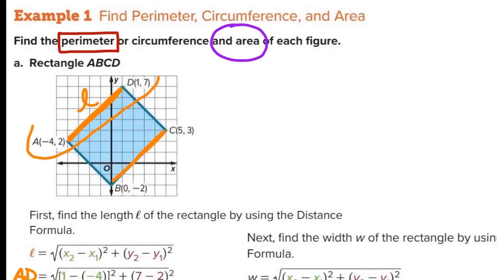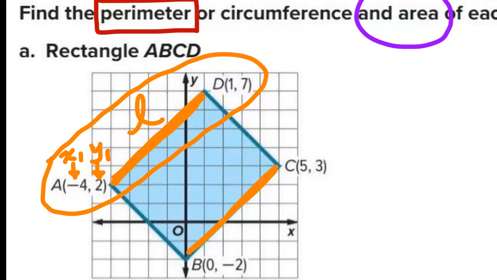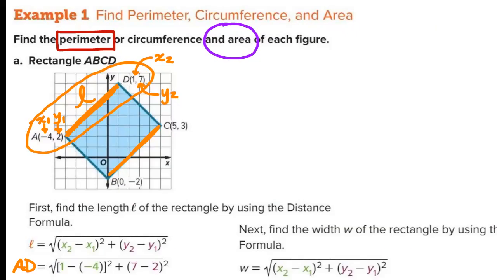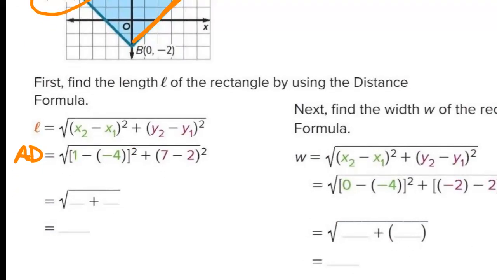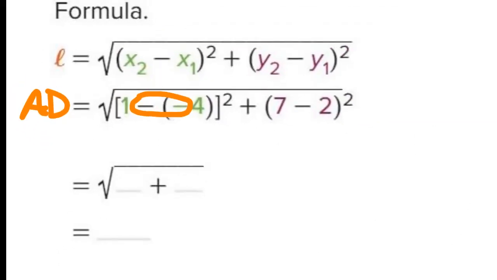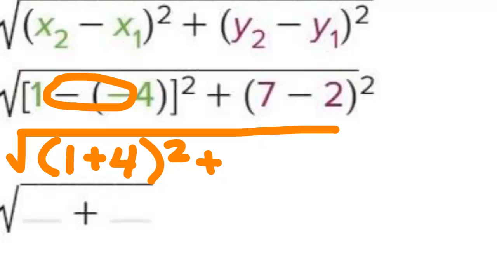So I'm looking right here. I'm going to let -4 be my x1 and 2 be my y1. So 1 is going to be my x2 and 7 is going to be my y2. So we substitute that into distance formula, which they did for us already. So now we just need to simplify that. What happens when I do 1 minus -4? It becomes 1 plus 4. So I have 1 plus 4 squared plus, what's 7 minus 2?